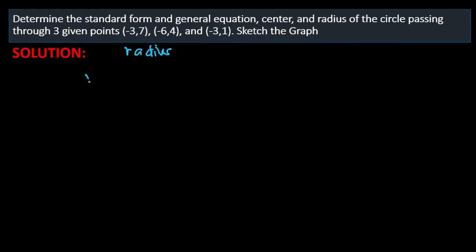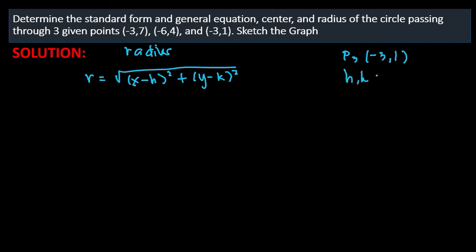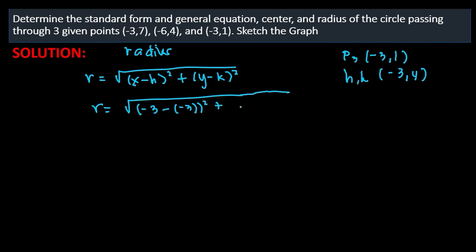So next naman natin, we have to look for the radius. Use the radius formula, which is R is equal to square root of x minus h square plus y minus k square. So, pwede kayong gumamit dito, alin man dito sa given na points ng circle. So, gamitin na lang natin si point 3. So, gagamitin din natin yung hk na nasolve natin kanina. So, we have negative 3, 4. Now, let us substitute. So, we will have r is equal to negative 3 minus negative 3 square plus yung ating y, 1 minus 4 square.